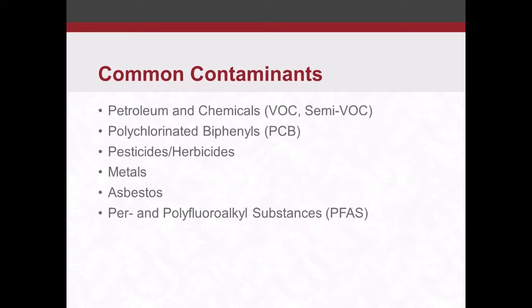Some common contaminants that we look at often in the environmental world, obvious ones like your petroleum and chemicals. A lot of times with analysis, we'll do what's called volatile organic compounds and semi-volatile organic compounds. Those are the target compounds that you typically see in your petroleum products or different chemical products. So those are often analyzed at a lot of different contaminated sites.